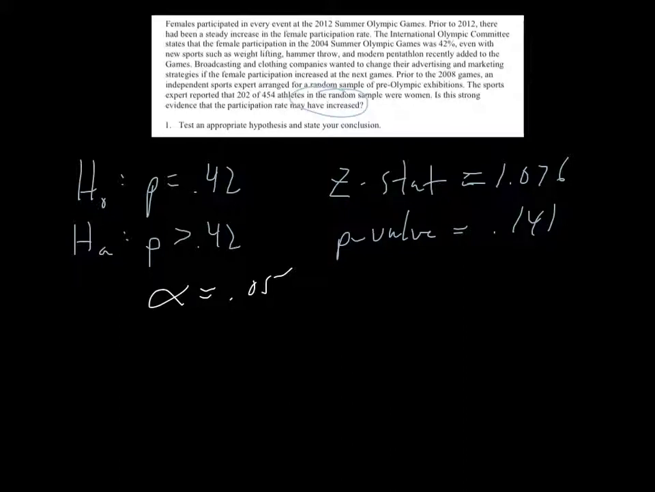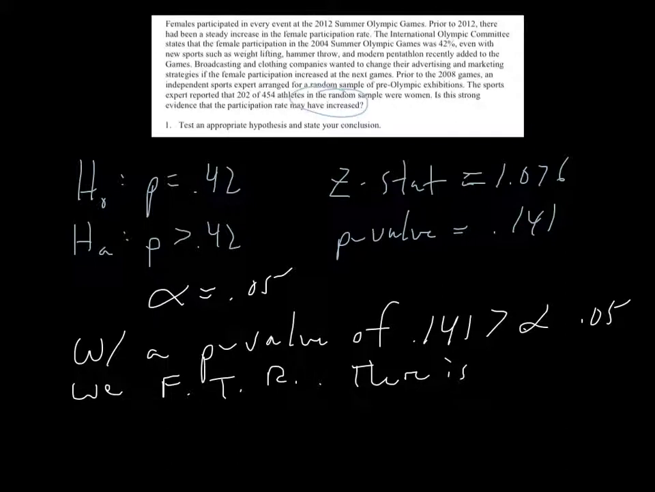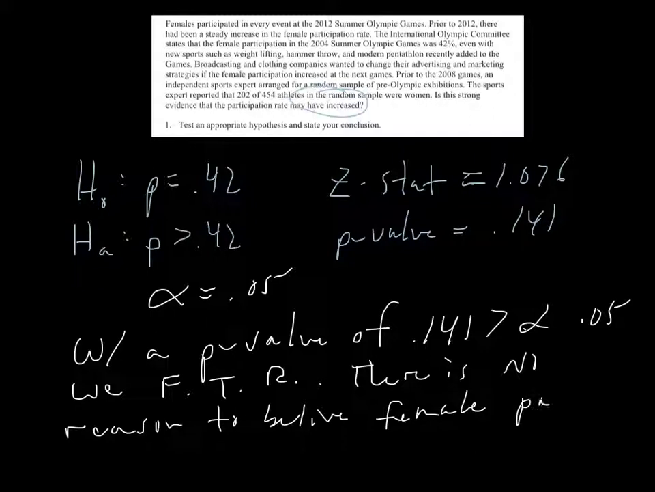But we should say something along the lines of, with a p-value of 0.141 greater than an alpha of 0.05, we fail to reject. There is no reason to believe female participation has gone up. And that's it.